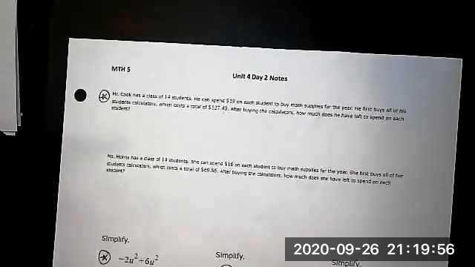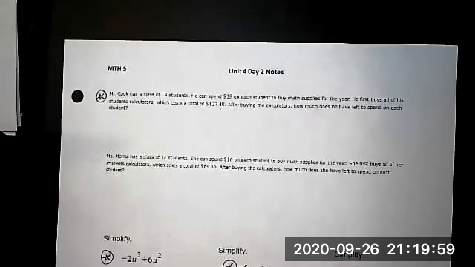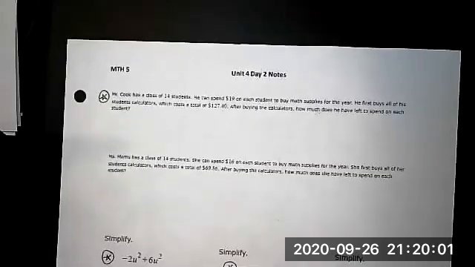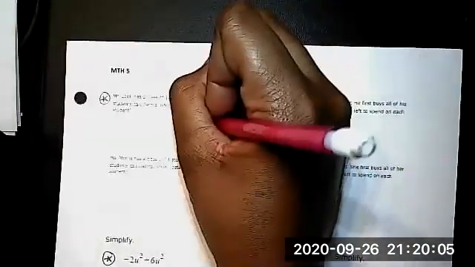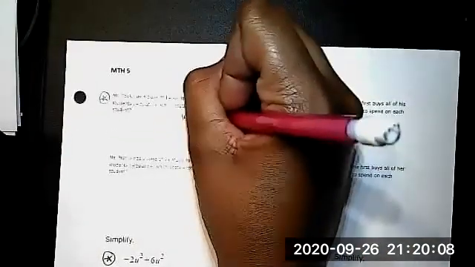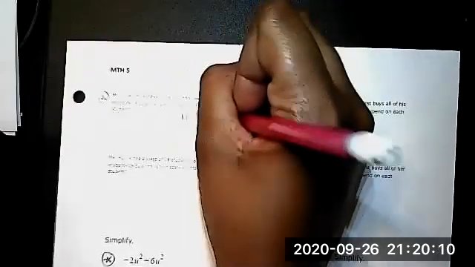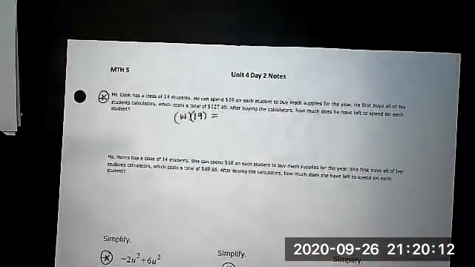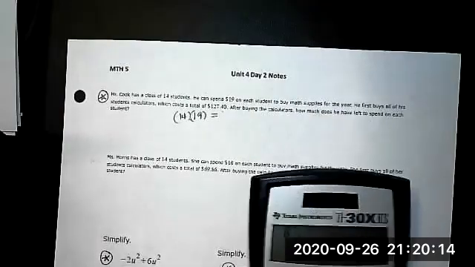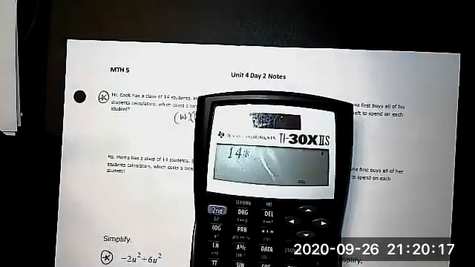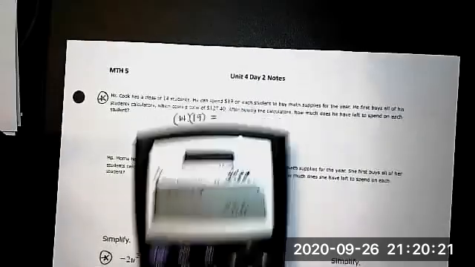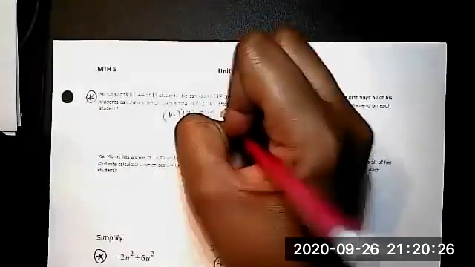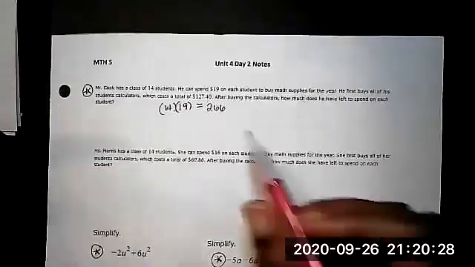Okay, so this is like multi-pronged, but I think we can figure this one out. So basically, he has 14 students, and he's allowed to spend $19 on each child. So 14 times 19 will tell me how much he's allowed to spend. 14 times 19, okay? So I'm just going to throw that in my calculator, 14 times 19. And basically, he's allowed to spend $266 in total. All right, so that would tell me there.